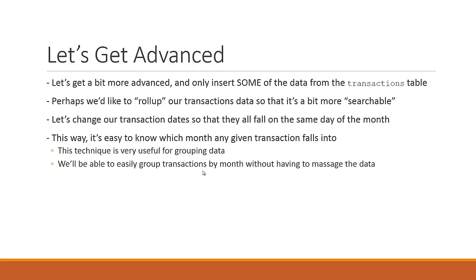Perhaps we'd like to roll up our transactions data so it's a bit more searchable. What I mean by that is I want us to change our transaction dates so that they all fall on the same day of the month. Now think about that. Let's say you have a whole bunch of different transactions and they're all scattered around, some are in August and a bunch are in every single day of August, a bunch are in every single day of September. Let's say there's like a million different rows of data, so there's a whole bunch of repeated data on repeated dates, and it's scattered all around.